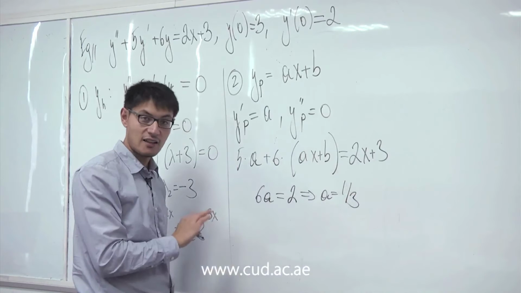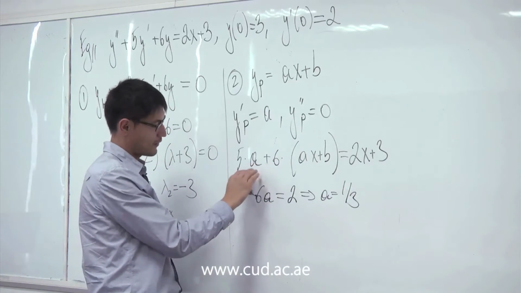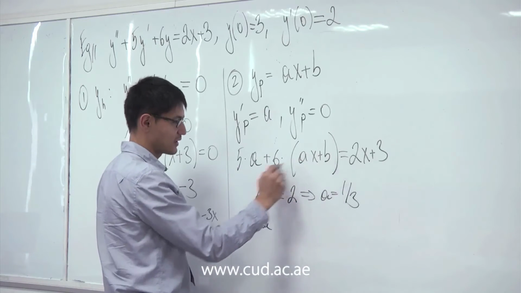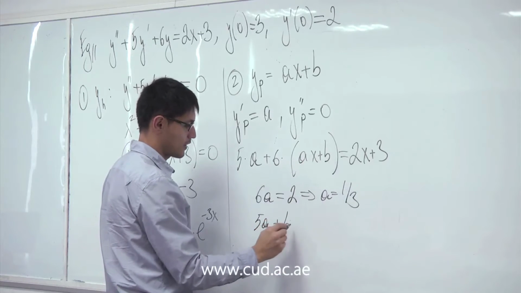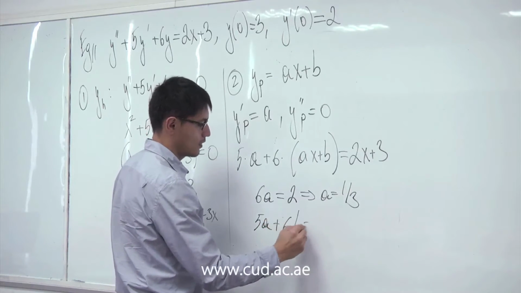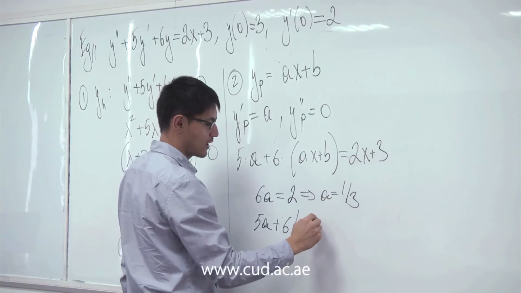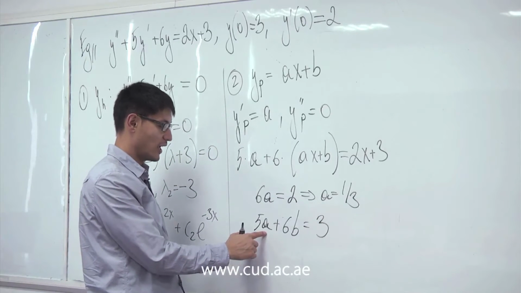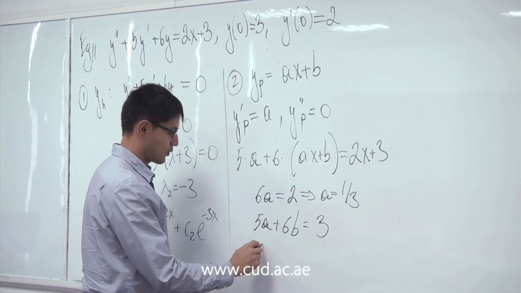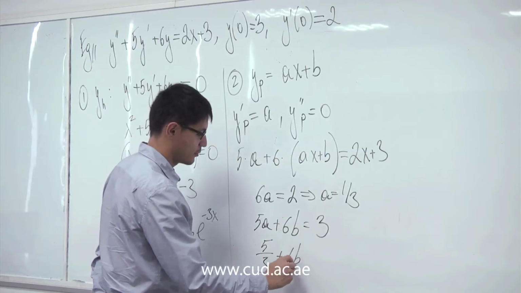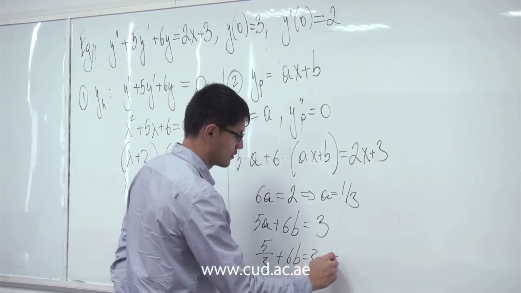Next, let's take the constants. On the left-hand side, the constants are 5a and also 6b: 5a plus 6b. And that has to be equal to the constants on the right-hand side, 3. All right? Well, we already found a. A is 1 over 3. So what I have is 5 over 3 plus 6b equals 3.